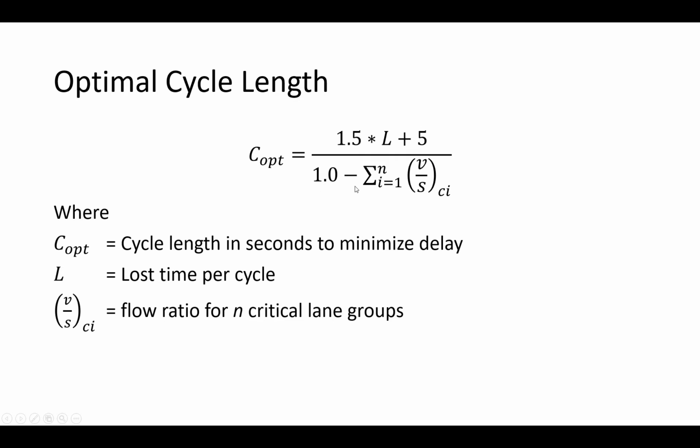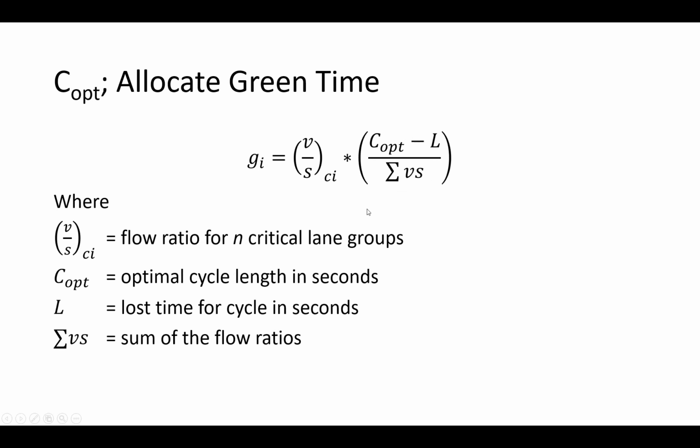And then 1 minus the sum of these critical lane groups. And again, this is going to be that 0.71 we had from before, right? And so that will find the optimal cycle length. And you'll see that's usually a little bit higher, at least, than the minimum cycle length. And then with that, you can allocate green time from your optimal cycle length with this equation.